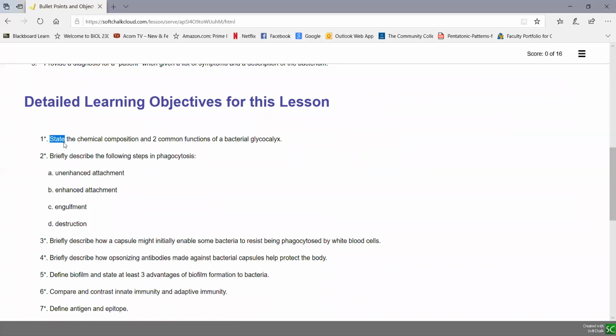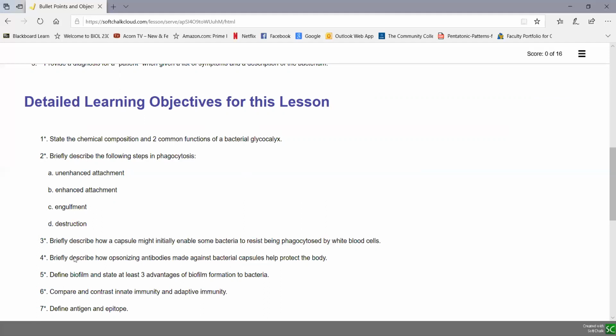You should be able to state the chemical composition and two common functions of a bacterial glycocalyx. You should be able to briefly describe the following steps in phagocytosis: unenhanced attachment, enhanced attachment, engulfment, and destruction. Briefly describe how a capsule might initially enable some bacteria to resist being phagocytosed by white blood cells.